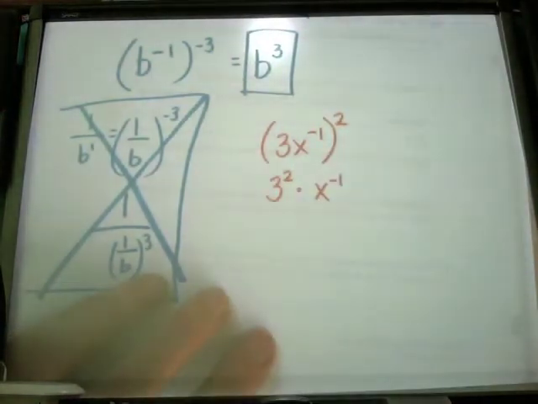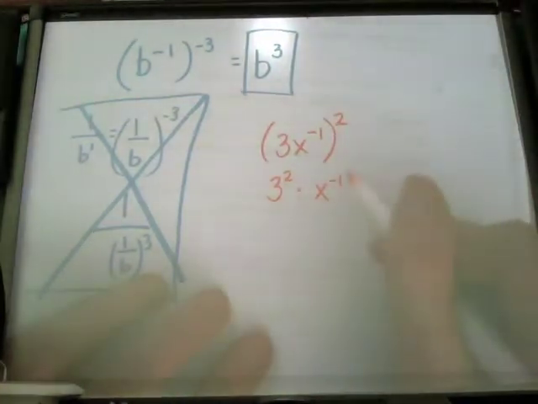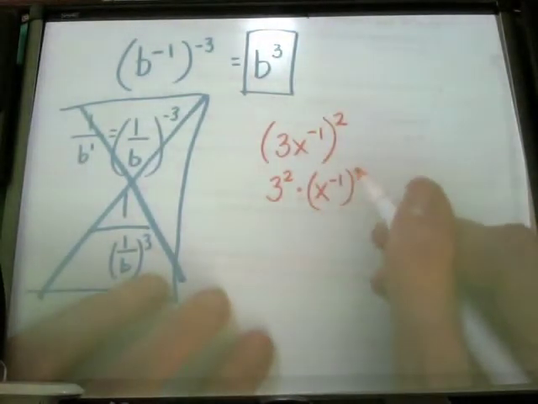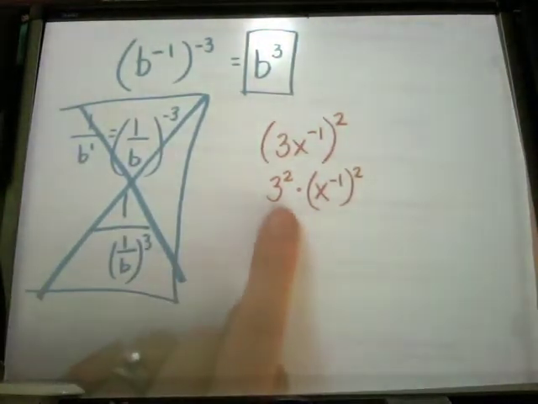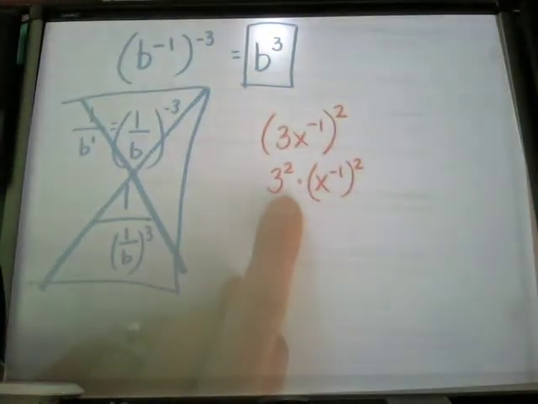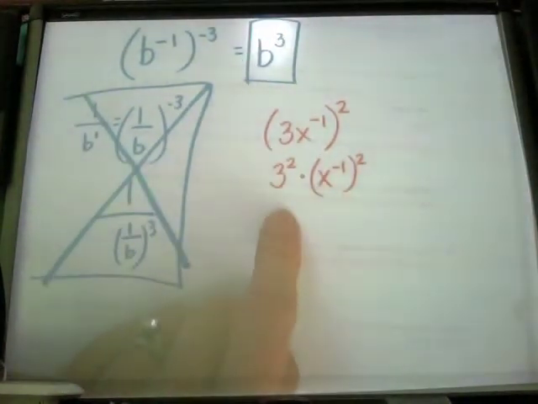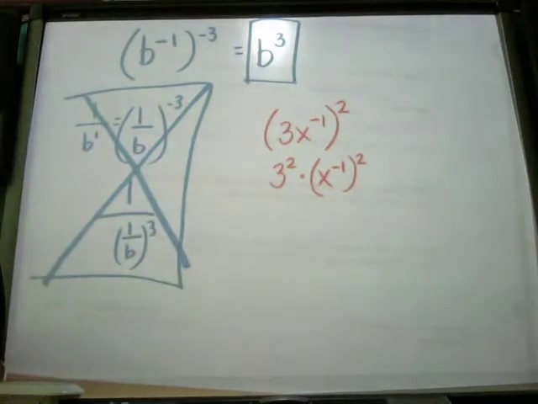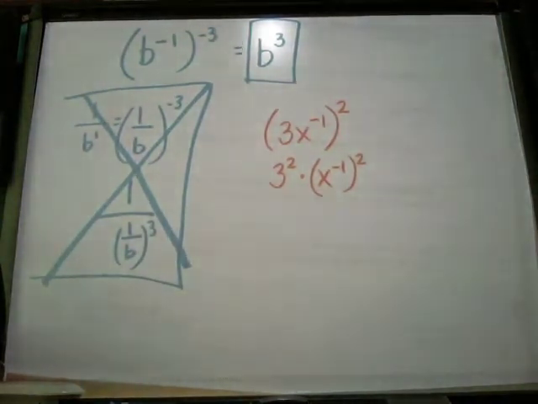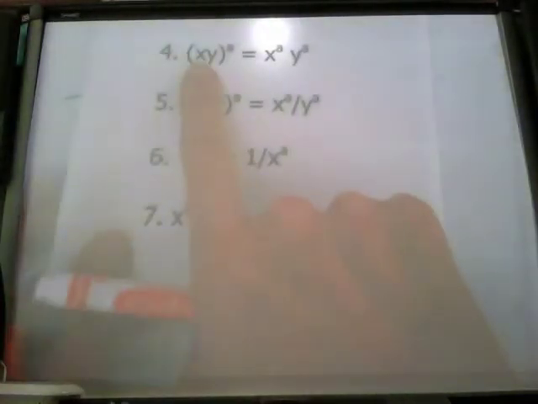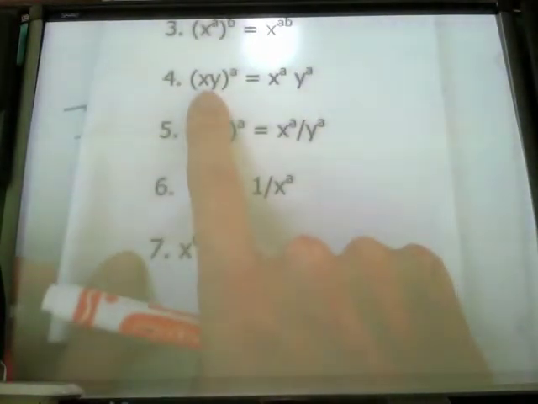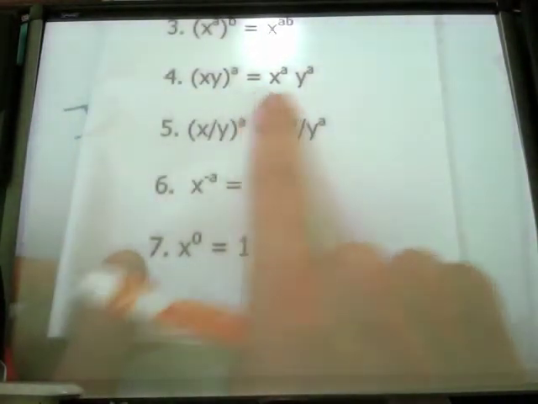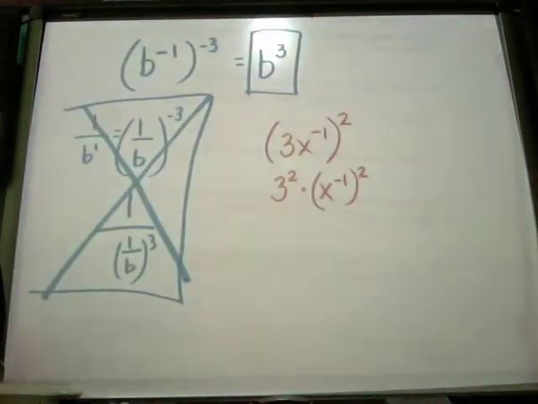X was the only thing to the negative 1, not the 3. The 3 was just multiplied by the x. This piece is also being raised to the power of 2. So all I'm going to do is apply the rule that everything inside the parentheses gets raised to the power of 2. On the handout I gave you, this exponent rules sheet, that would be this one, where it shows, hey, everything in the parentheses got raised to the exponents.